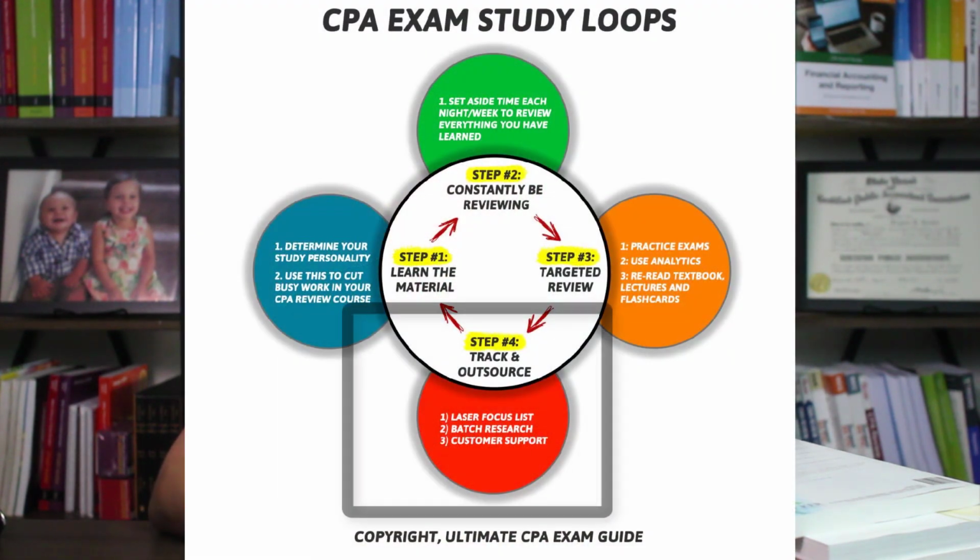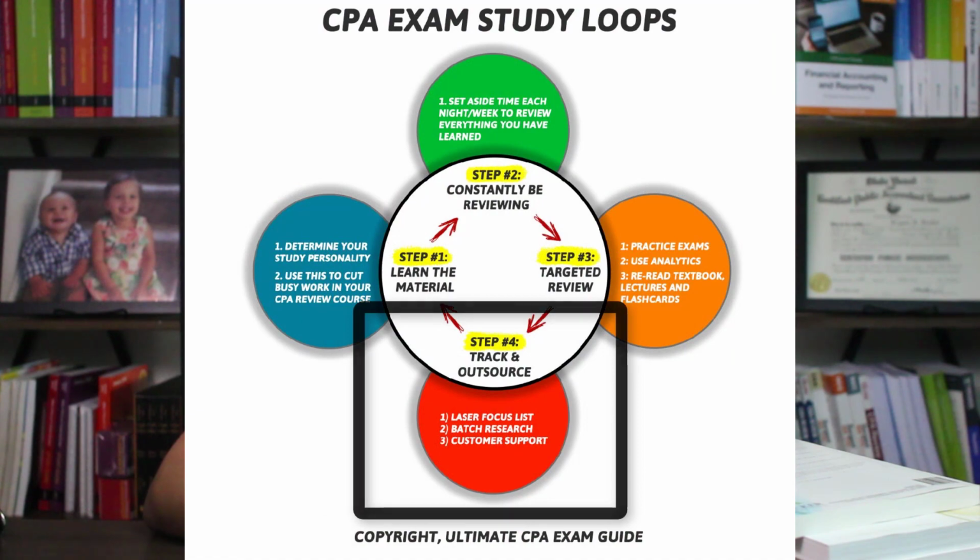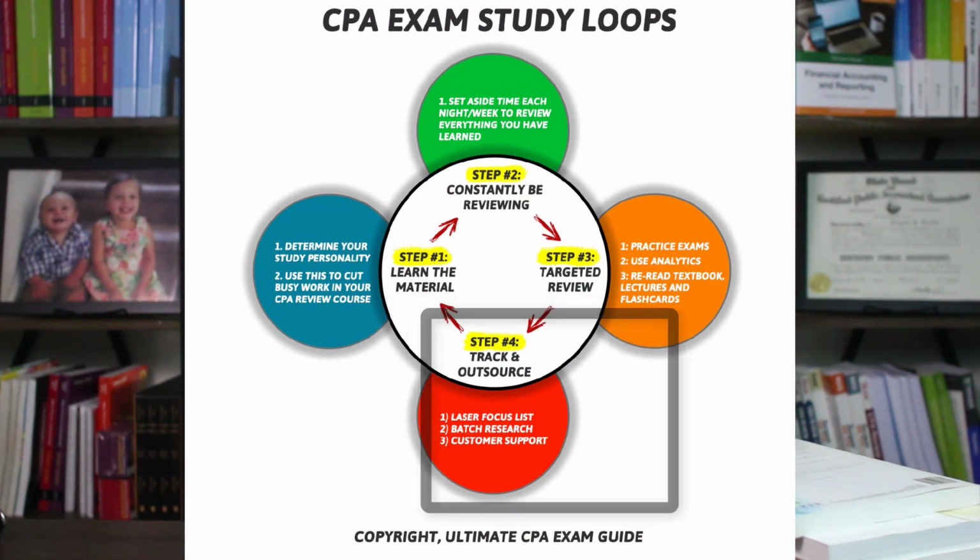So then step number 4 is to track and outsource everything. So again, when you have a laser focus list, that's what I like to call it in my premium course, Ultimate CPA Exam Guide, that I give a worksheet to all my students to use. Basically, it's a list of all the concepts that you're struggling with. And hopefully it's not everything, but again, this will be basic concepts that just don't make sense to you yet.